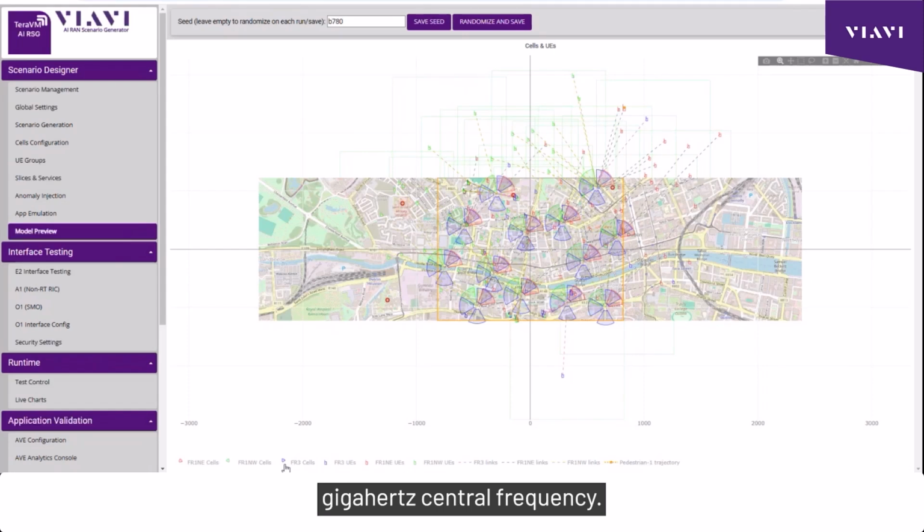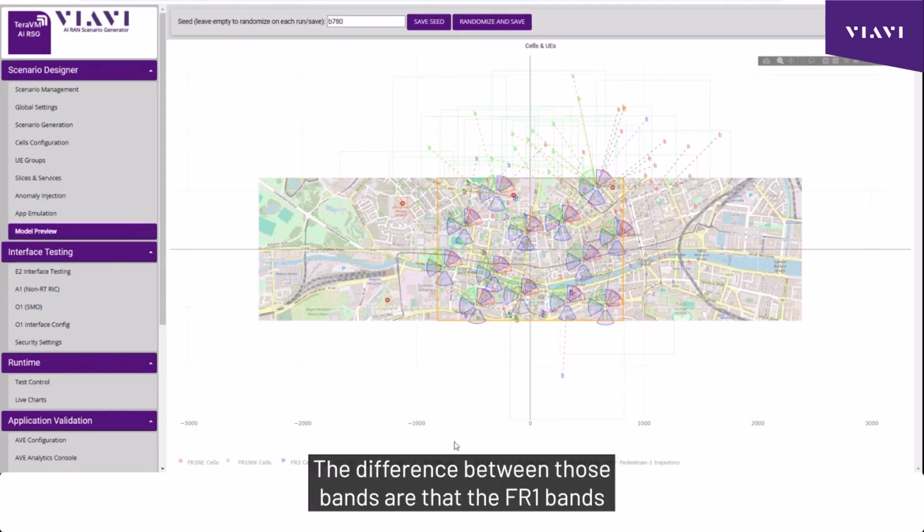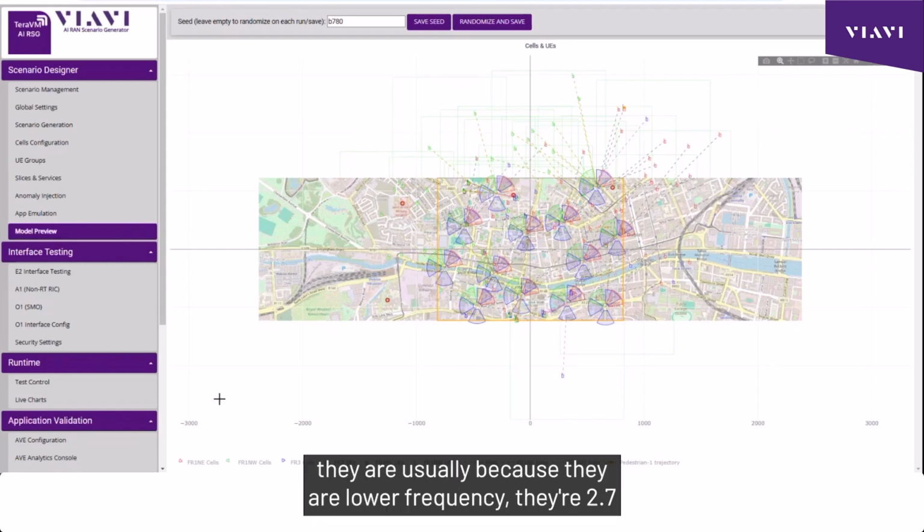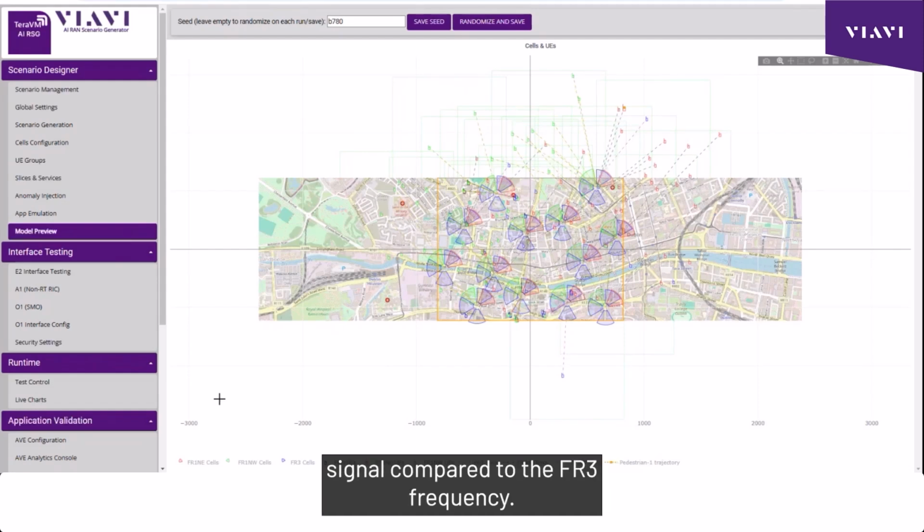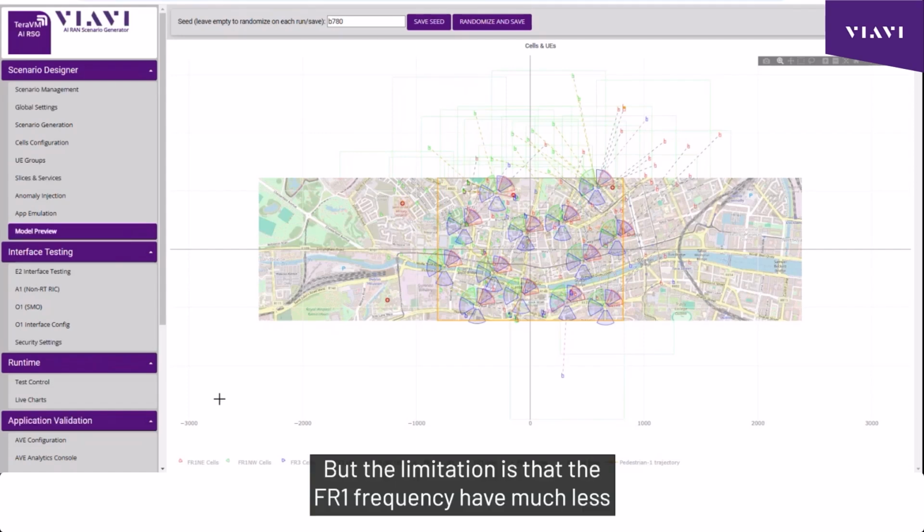Additionally, we have the FR3 cells, which are 6G cells in FR3, at 7 gigahertz central frequency. The difference between those bands is that the FR1 bands, because they are lower frequency, at 2.7 gigahertz, have better RF propagation capabilities, and for that reason they will have much better signal compared to the FR3 frequency.